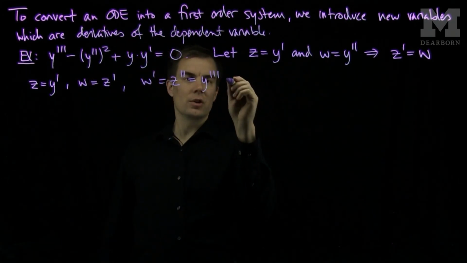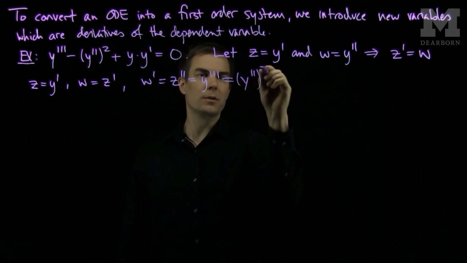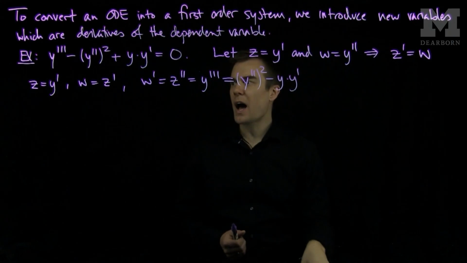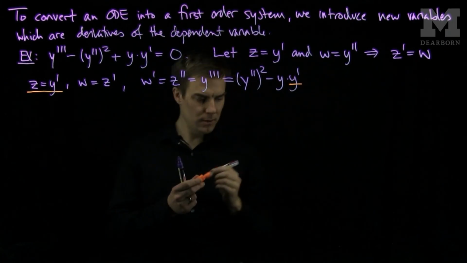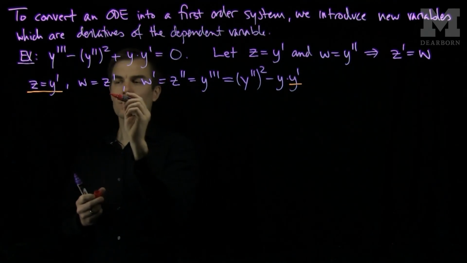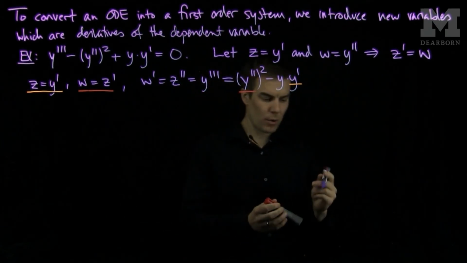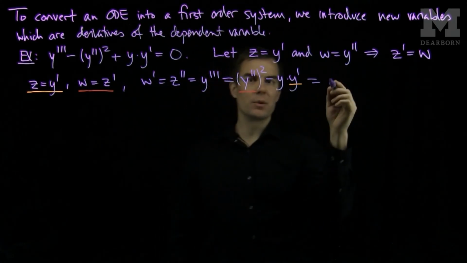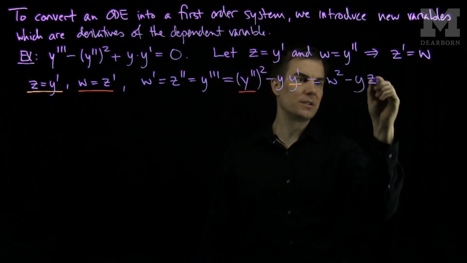From the differential equation, we know that y triple prime will be equal to y double prime squared minus y times y prime. Now, we observe that whenever I see a y prime, I can replace that with a z. And wherever I see a y double prime, I can replace that with a w. So, the resulting equation becomes w squared minus y times z.